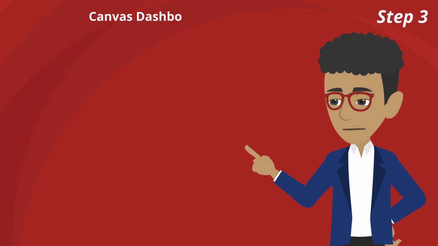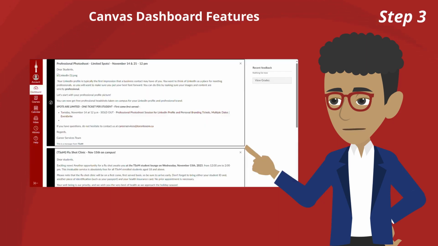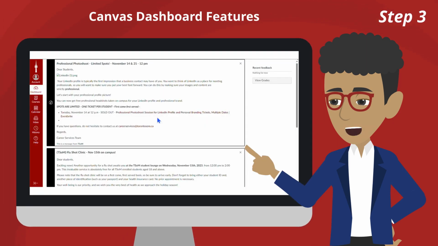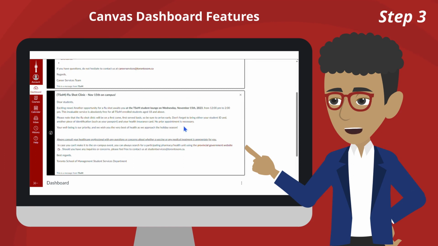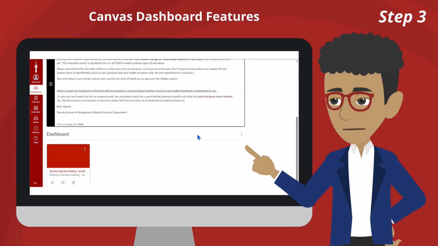Back on your dashboard, you'll find several helpful features. Announcements. Here, you'll see any announcements made by the Toronto School of Management team. To-do list. On the right-hand side, your to-do list will automatically populate with upcoming tasks. Clicking on an item will take you directly to the relevant course material.